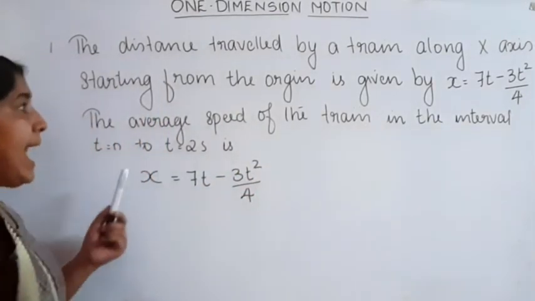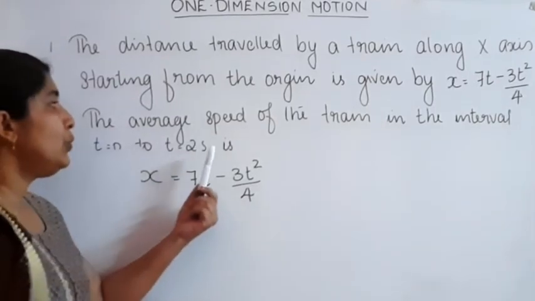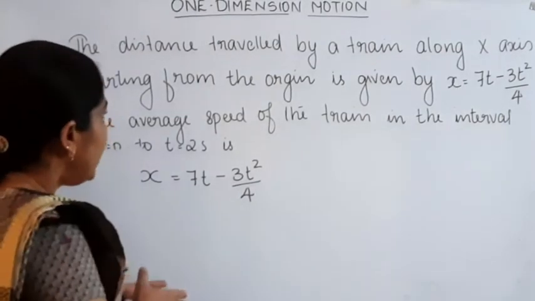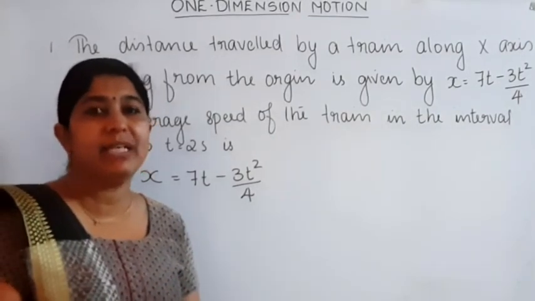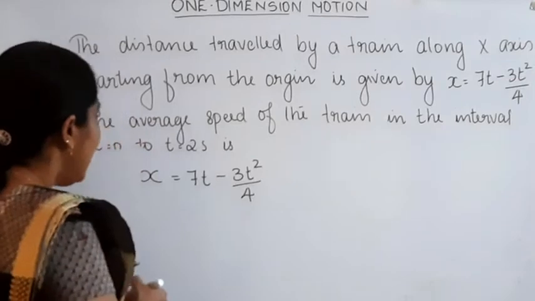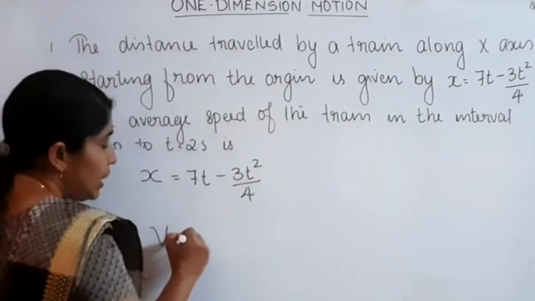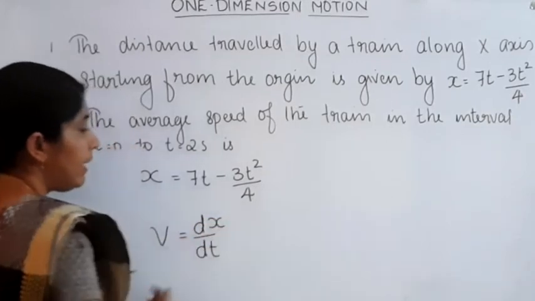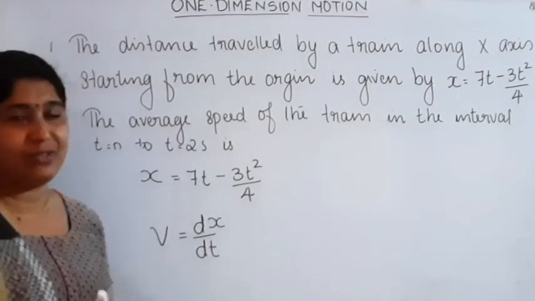The average speed of the train in the interval t is equal to 0 to t is equal to 2 seconds is. We want to find out the average speed. To find the average speed, first of all, we want to find out the speed at time t is equal to 0 and the speed at time t is equal to 2 seconds. Speed v is equal to the rate of change of distance. That is, we want to find the derivative of this distance.